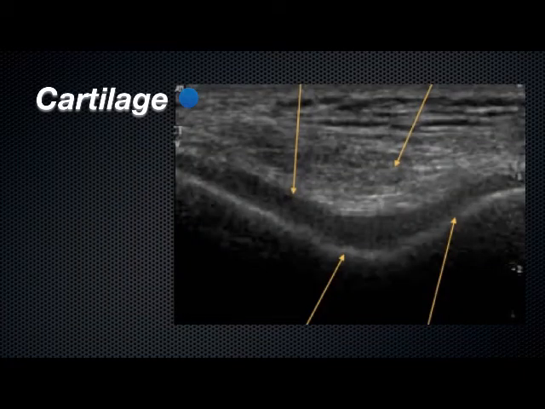Cartilage is a very fluid-rich substance, so it's going to look very black. This is basically just a line of cartilage on the distal femur.